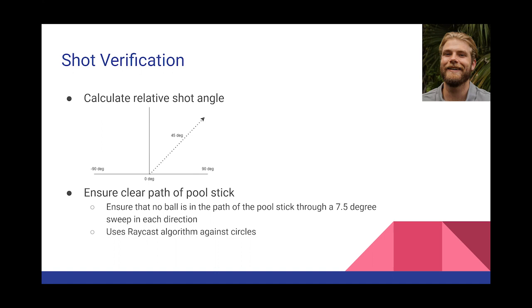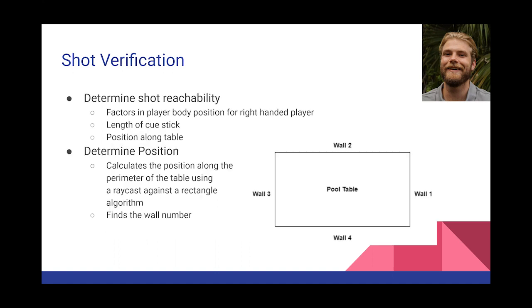We use a raycast algorithm against circles to ensure that no balls are within a 7.5 degree sweep in each direction. We also determine shot reachability based on the player's position along the pool table, the length of the cue stick, and the player's handedness. In this case, we assume right-handed players. The final function will be to determine position. This will be sent to the user guidance system. It calculates position along the perimeter of the table using a raycast algorithm, and also finds the wall number.